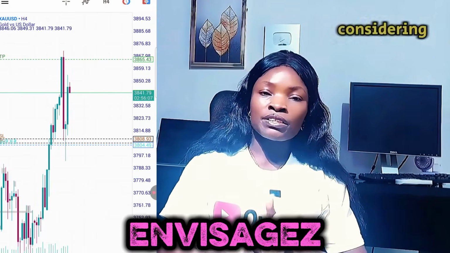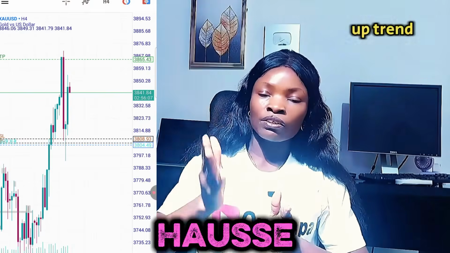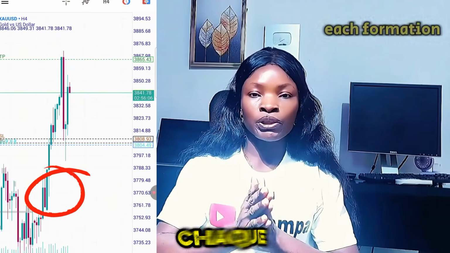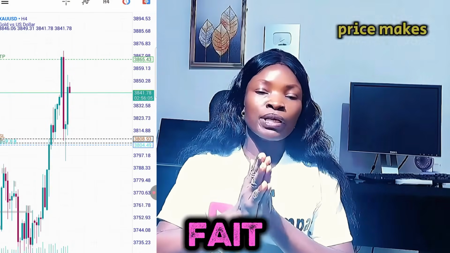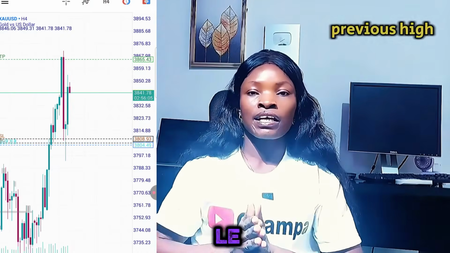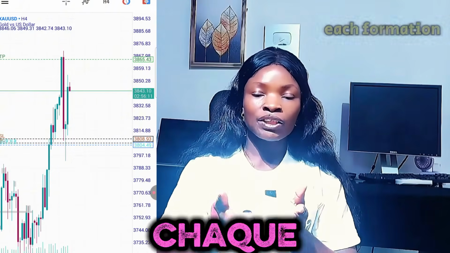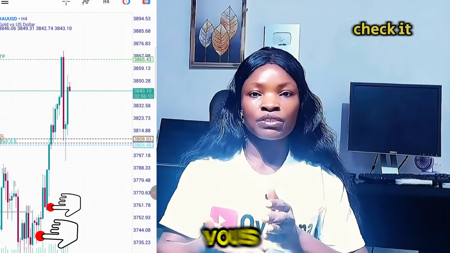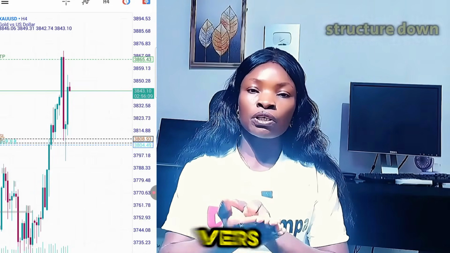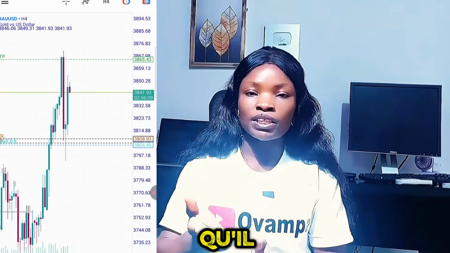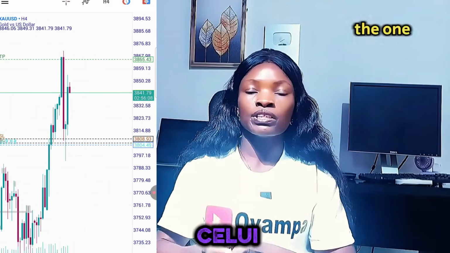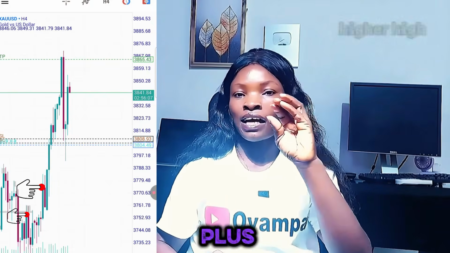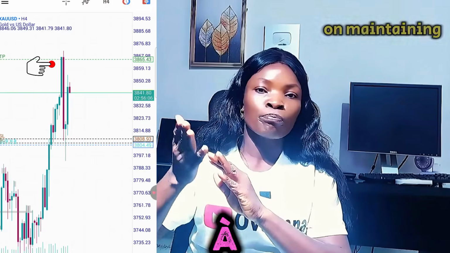When you are saying that price is on an uptrend on the 4-hour time frame, what it simply means is that each formation the price makes is higher than the previous one. If you check it from the downside, the structure down is usually higher than the one it made before, and the next one is higher than that. And if you check it from the upper side, it makes a higher high, and another higher high. It keeps on maintaining higher highs.